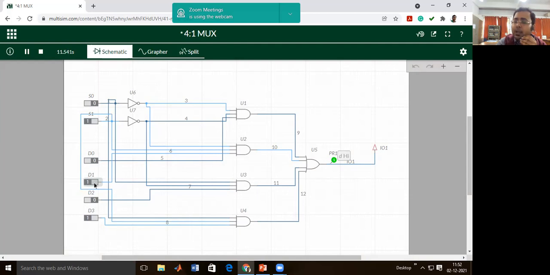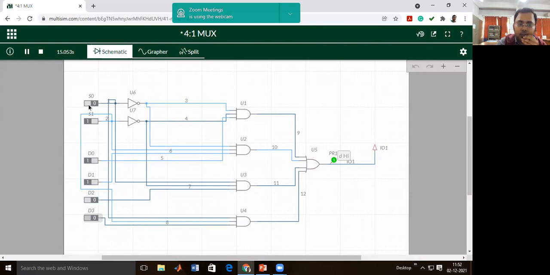Right? What about the other inputs? Let's see. D0, 0, output 1. D0, 1, output 1. No change. D2, 0, output 1. D2, 1, output 1. No change. D3, 1, output 1, sorry. D3, 0, output 1. So no variations. Only the output will vary with the D1 input. Go for the next step.